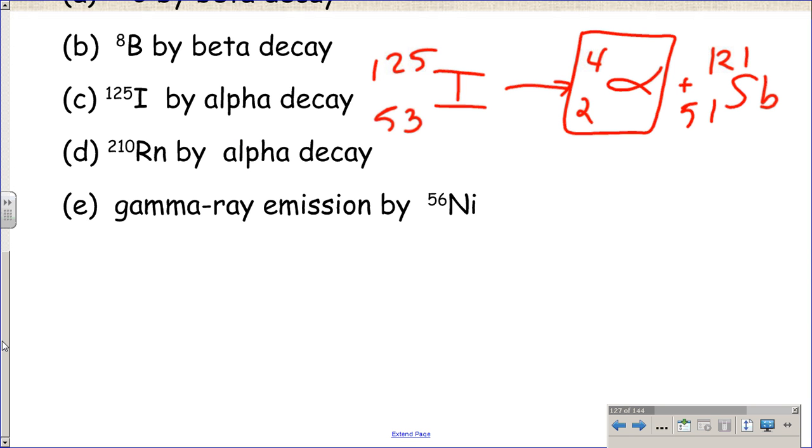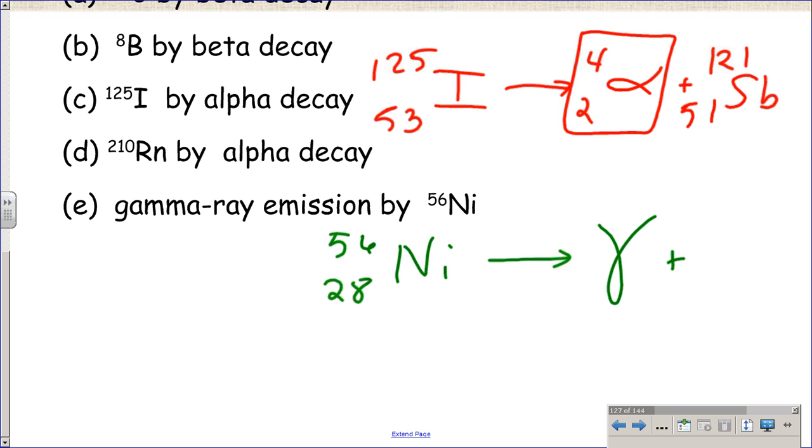All right, so gamma ray emission. Gamma ray emission does not change a single thing in the mass or the proton number. So we just write down what we have: nickel 56. What atomic number is nickel? 28. Thanks, Ashley. And then it undergoes gamma emission. Some excess energy is given off. Here's that excess energy, the gamma ray.